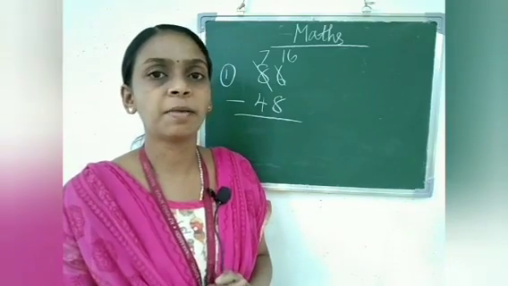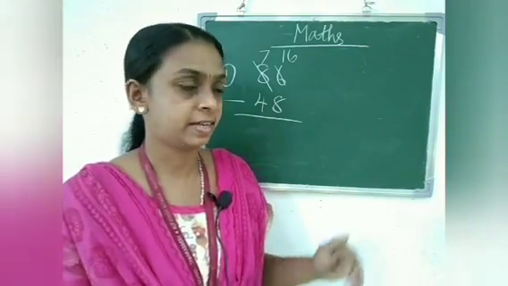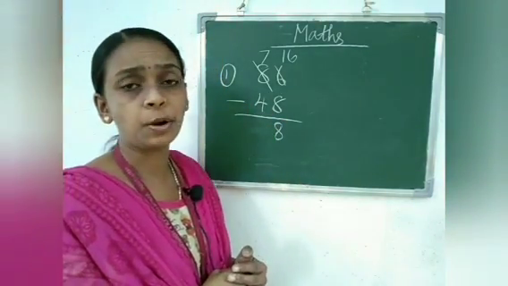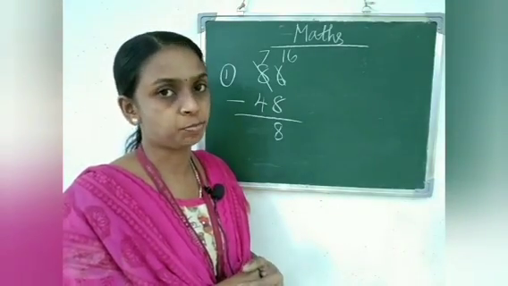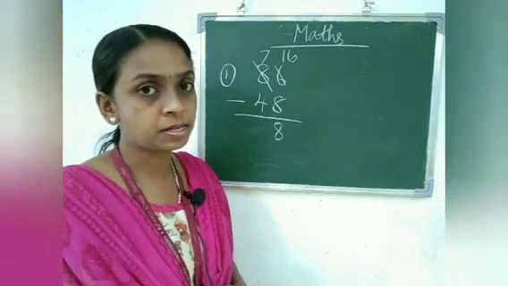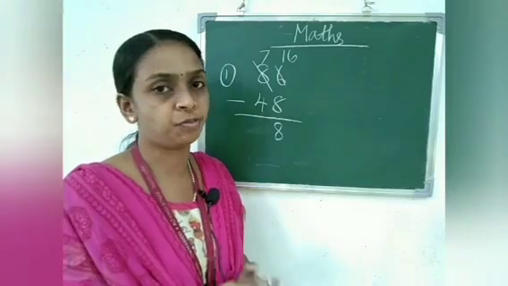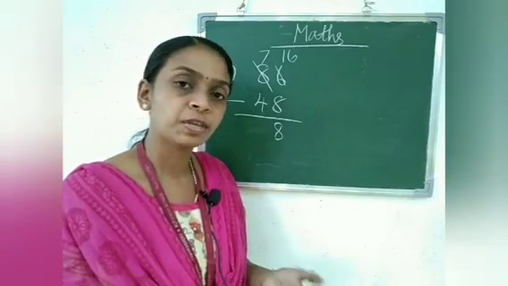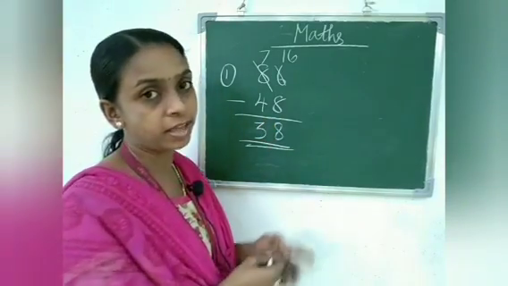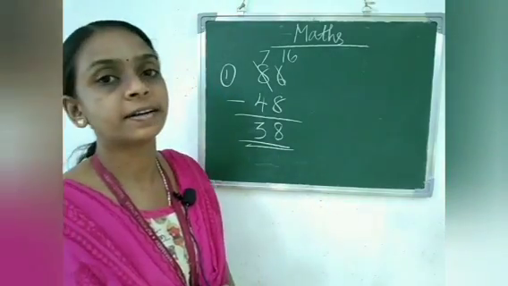What is 16 minus 8? Yes, it is 8. So we write 8 here. Next we have to subtract the numbers in the tens place. Here the numbers are 7 and 4. What is 7 minus 4? 7 minus 4 is 3. So we got the answer 38. That is, 86 minus 48 is 38.